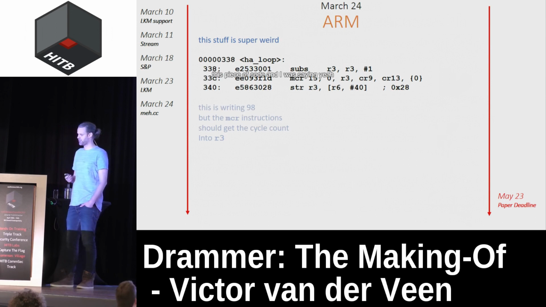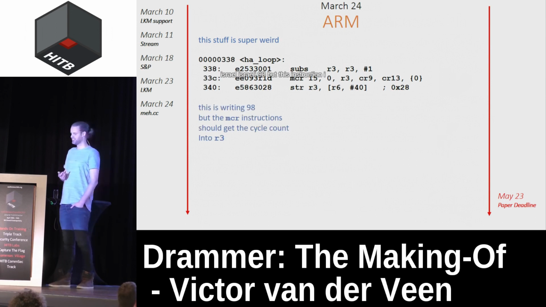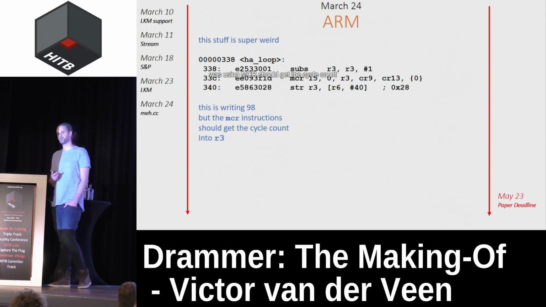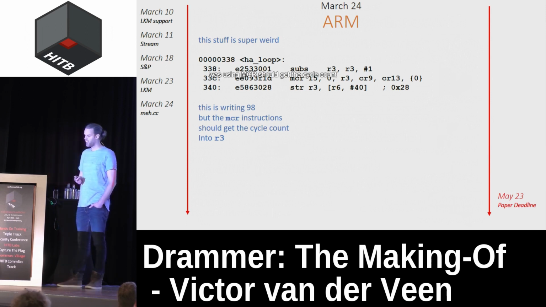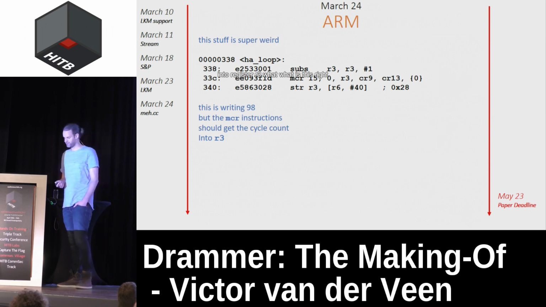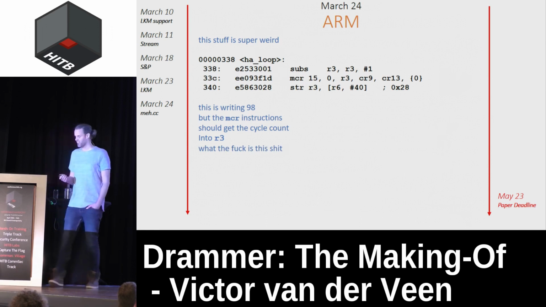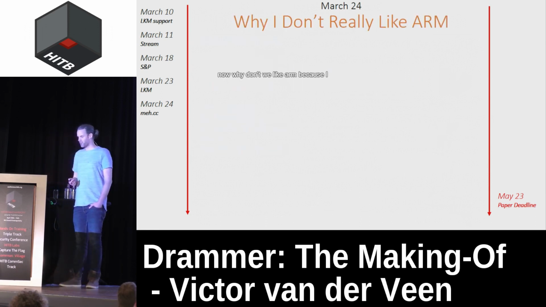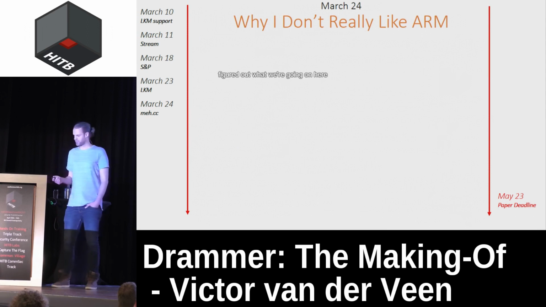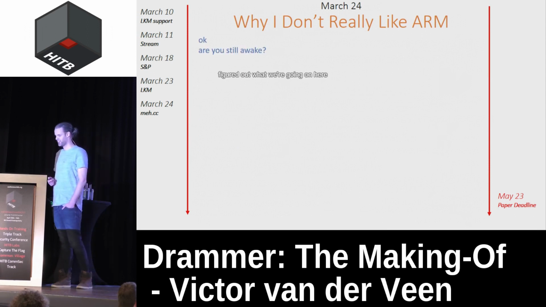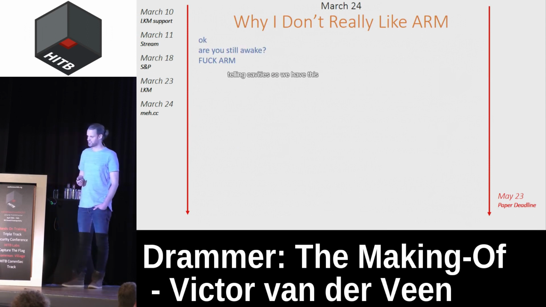I was looking at this piece of code, and I was saying, yeah, it's writing this value 98, but this instruction that I was using, MCR, should get the cycle count into the register R3. What is this, right? Now, why I don't really like ARM, because I figured out what was going on here, telling Kaveh this.